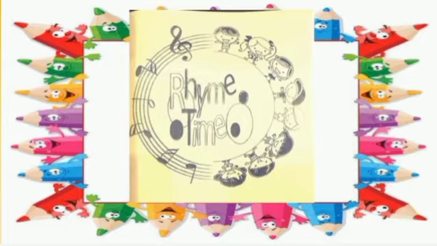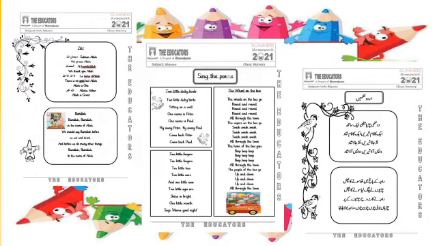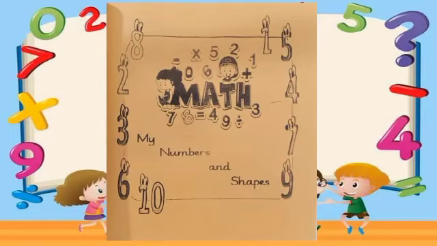Rhymes. On page number 1, you have to learn Zikr and Bismillah. On page number 2 and 3, there are a few points that we learn on daily basis at school. So students, learn all these points at home. And here comes my numbers and shapes.